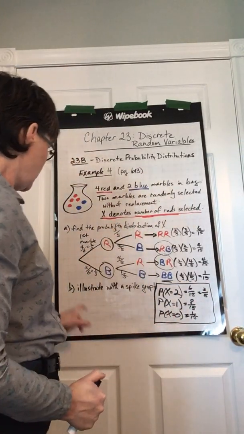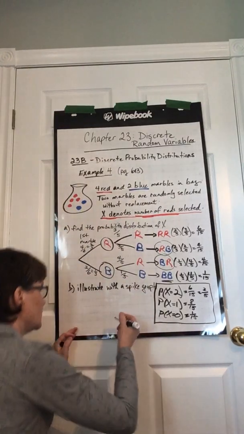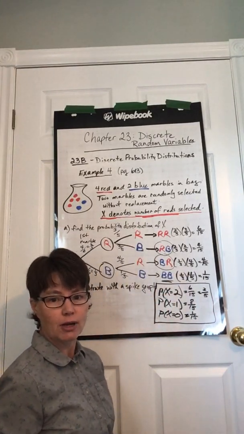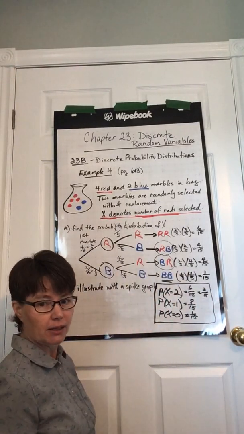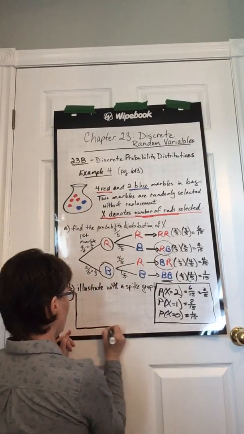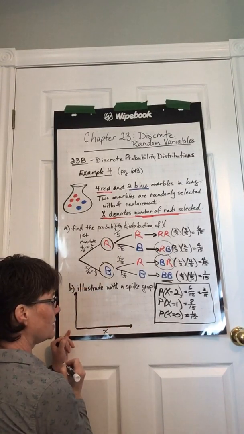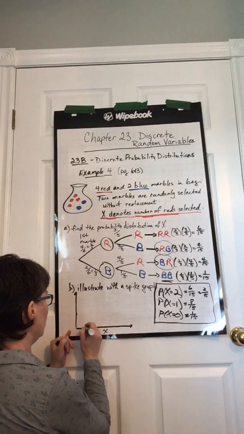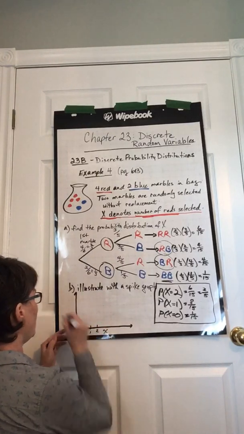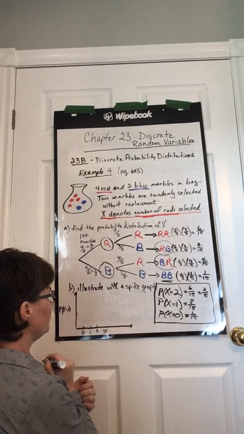All right, now illustrate with a spike graph. Okay, so spike graph, remember, and just so you know, I've never seen an IB question that is asked to draw a spike graph. Not saying that it couldn't happen, but I've never seen one. So we draw a graph here. The x-axis is what x is equal to, 0, 1, or 2. So I'll put 0 here, 1, 2, because it's a spike graph. And up here is our probability that x is equal to that x value.